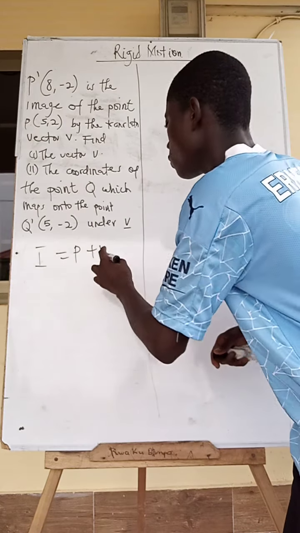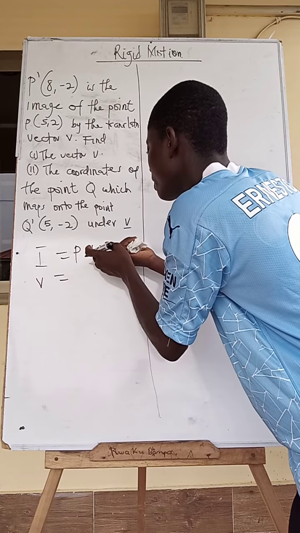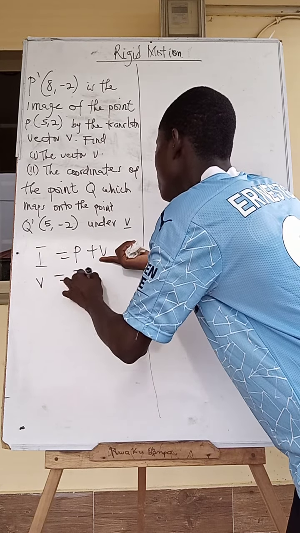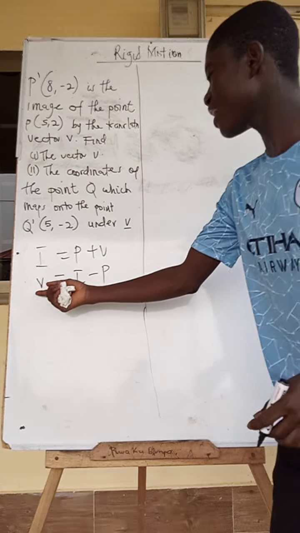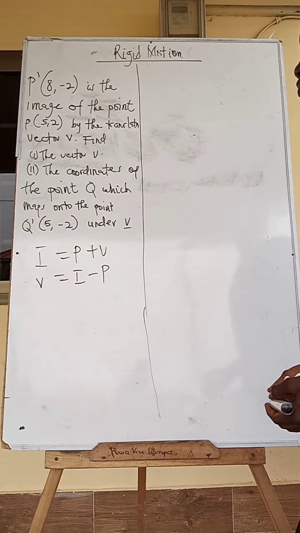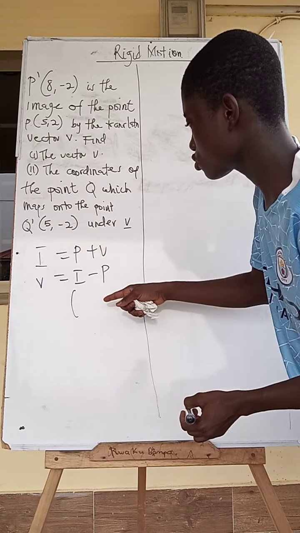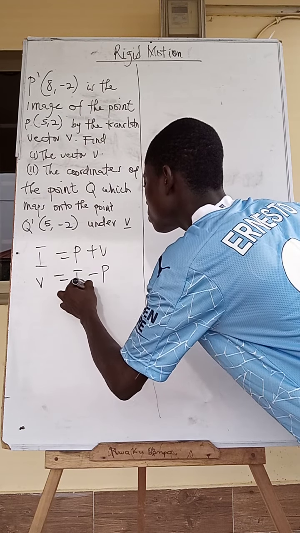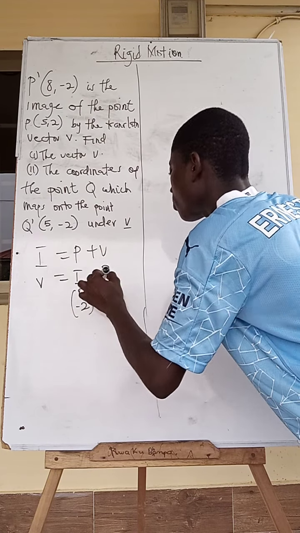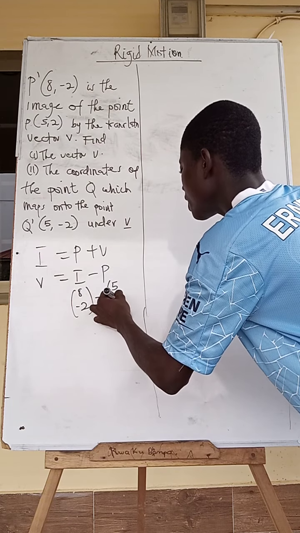So here we make V the subject. So we can see our vector V equals, we are maintaining V. So I is there already. We are just taking P, so we negate P. So vector equals image minus the point. So let's write our point. Our image is there, 8, -2 minus our point. Which one is the point? 5, 2. So our point is 5, 2.